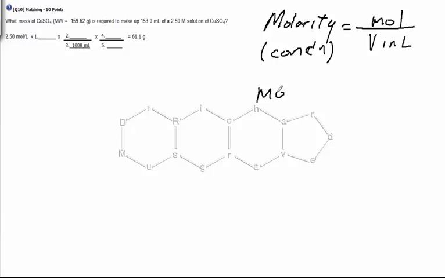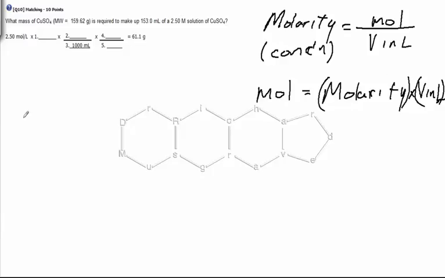Now if I want to get moles from here, what I would do is say moles equals molarity times volume in liters. Alright, so moles equals molarity times volume in liters. Now what that means is that I've got a molarity here, 2.50 molar. I've got a volume here in milliliters, which I know I can easily convert to liters. But it doesn't really matter which of these I start with because I'm going to end up multiplying them.